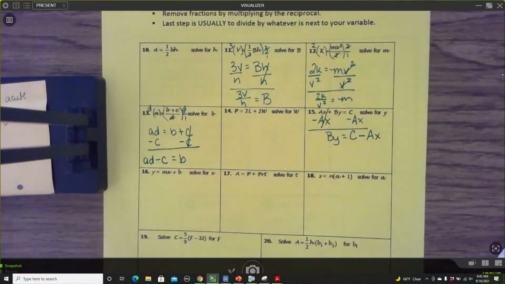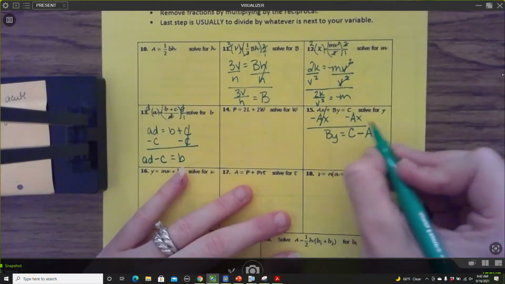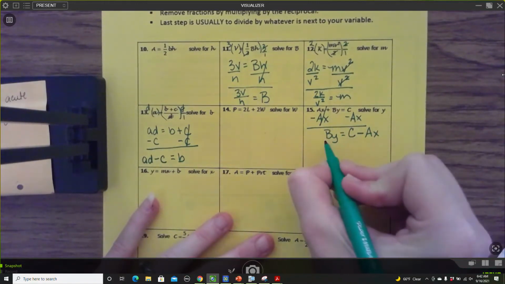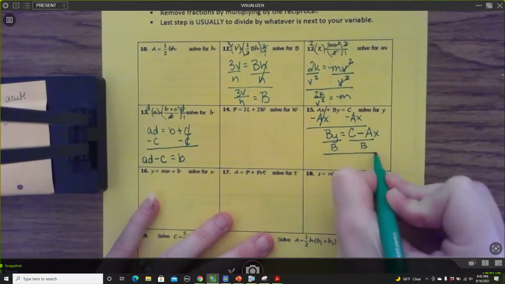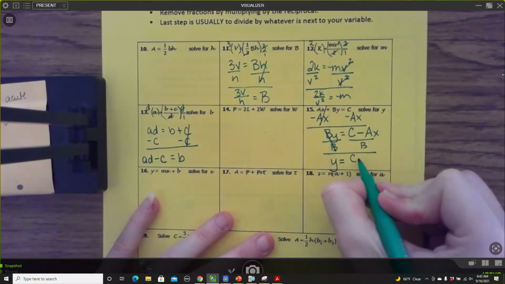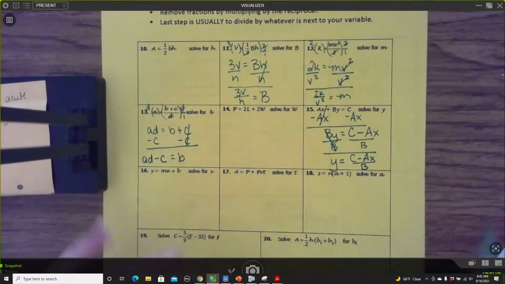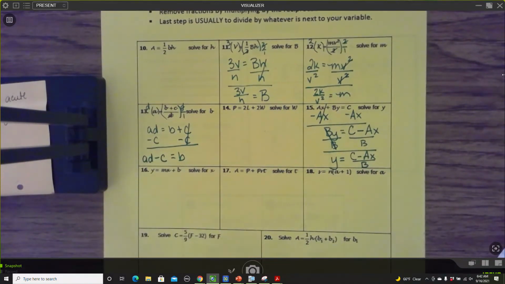It's really important to watch your signs, so you're making sure things are negative or being subtracted where they need to be. Now I've got to get the B away from the Y, so I'm going to divide both sides by B. The B's cancel. I'm left with Y equals C minus AX divided by B.